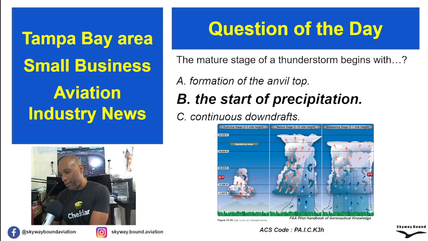I think this is where they give that specific definition. Cells transition to the mature stage when precipitation reaches the surface. And precipitation descends through the cloud, drags the adjacent air downward, creating a strong downdraft alongside the updraft. So I think that's the point. That's why continuous downdrafts, because it's not just downdrafts, it's downdrafts and updrafts. But it definitely is the start of precipitation.